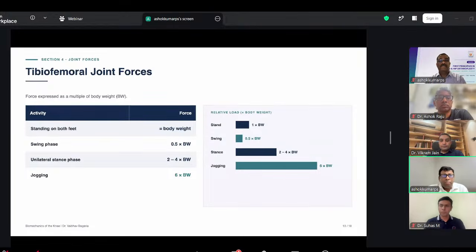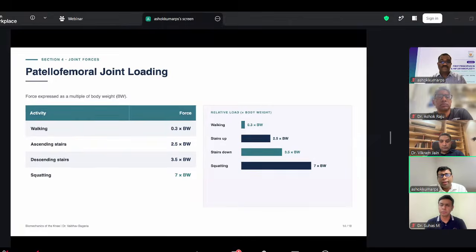One other thing that we must know is how the forces act on the joint. The forces vary in different phases of the gait. While standing on both feet transmits the normal body weight, the swing phase has half the body weight, the unilateral stance phase is 2 to 4 times the body weight, and jogging is around 6 times the body weight. So it's different at different angles and different phases of the gait cycle.